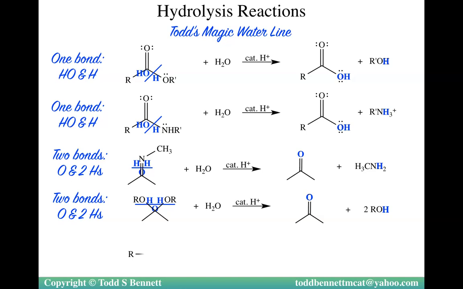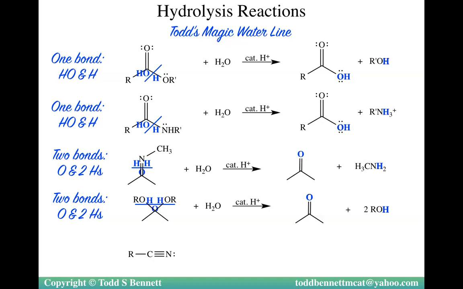Okay, one last one to do. So when I break a single bond, I get an OH and an H. OH goes to the carbonyl side. When I break a double bond, I'm breaking two bonds total, so I get an O and two H's. H's go on the leaving group, O goes on the carbon, H on the leaving group, O on the carbon.